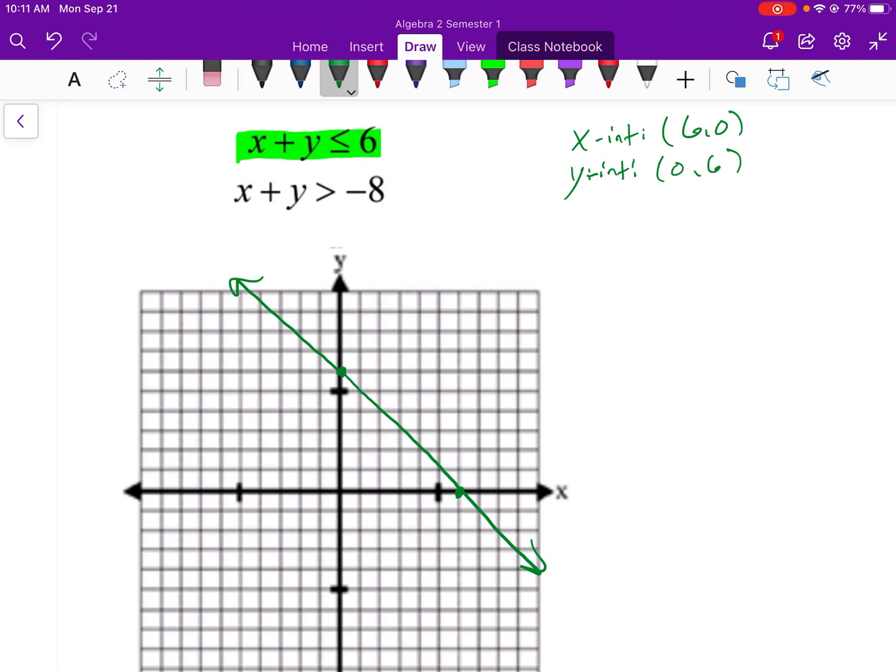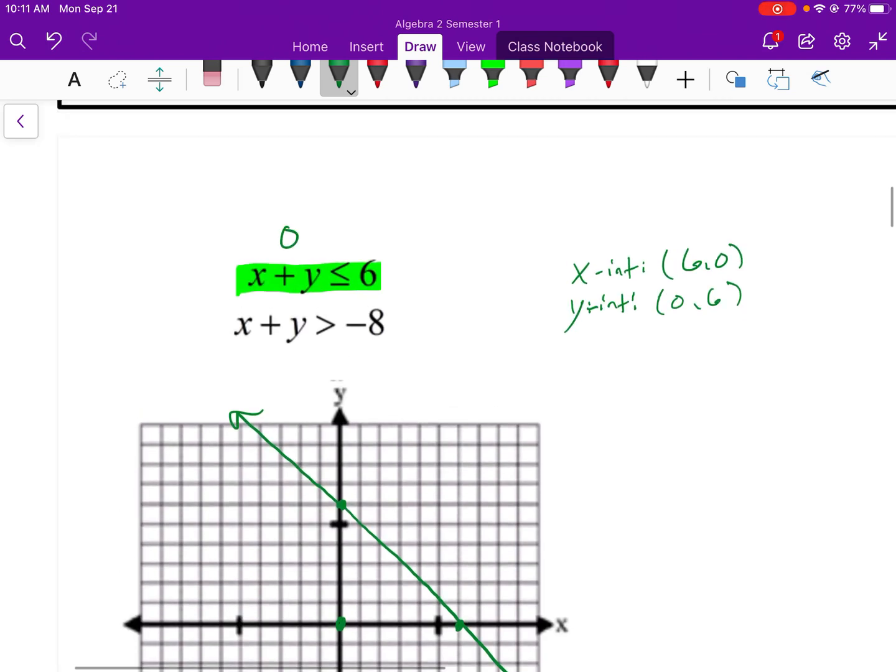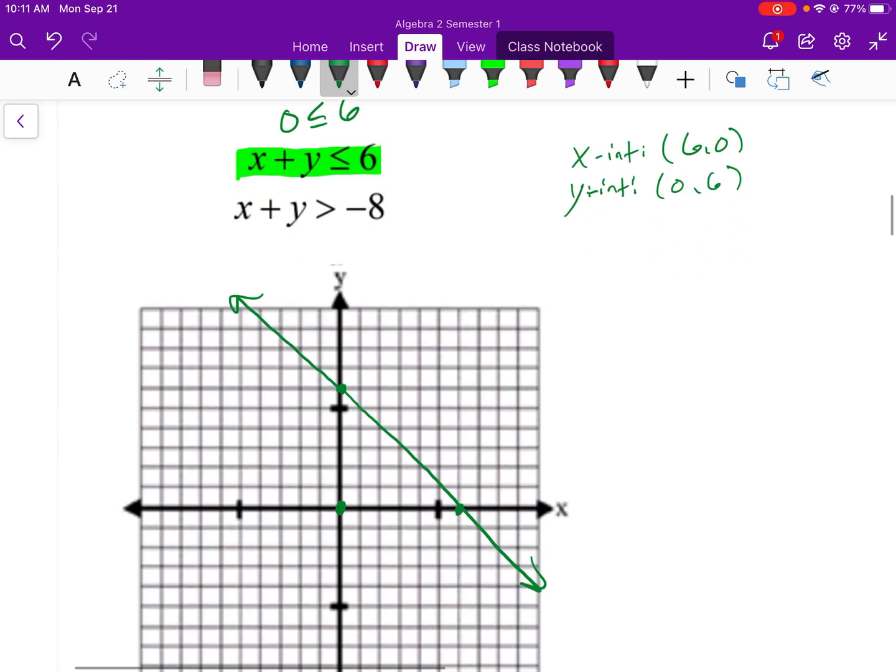Now, we still need to do that test point. So (0, 0): 0 is less than or equal to 6. Therefore, this is a true statement. But now, since it's a system, I'm not going to shade it quite yet. All I'm going to note is that this is the side that I would shade for that inequality.